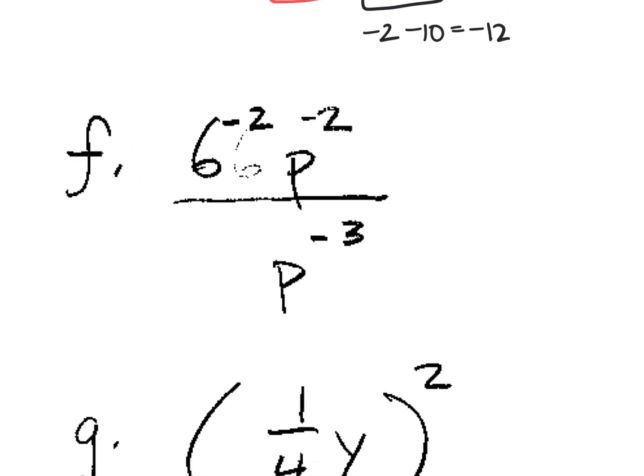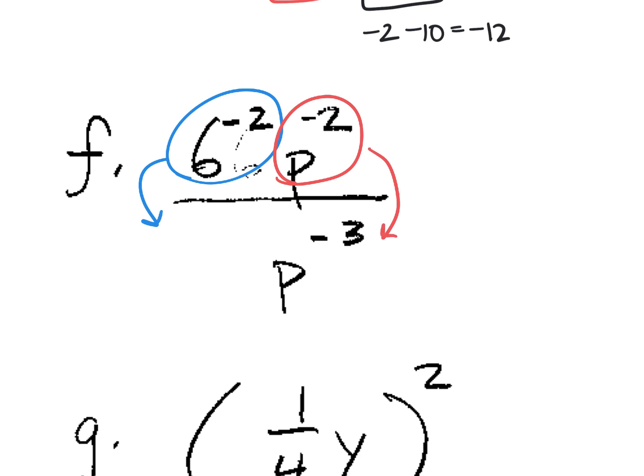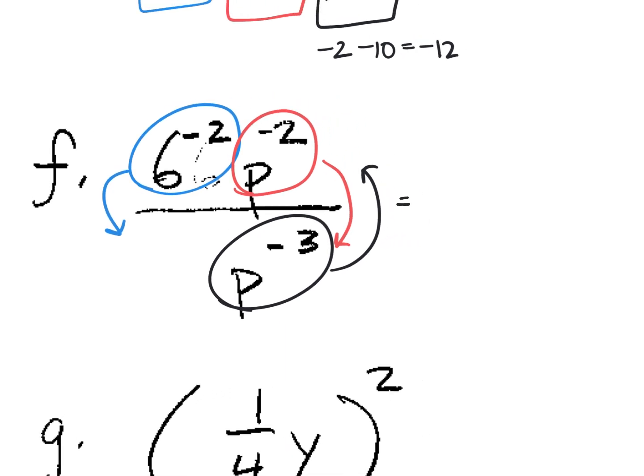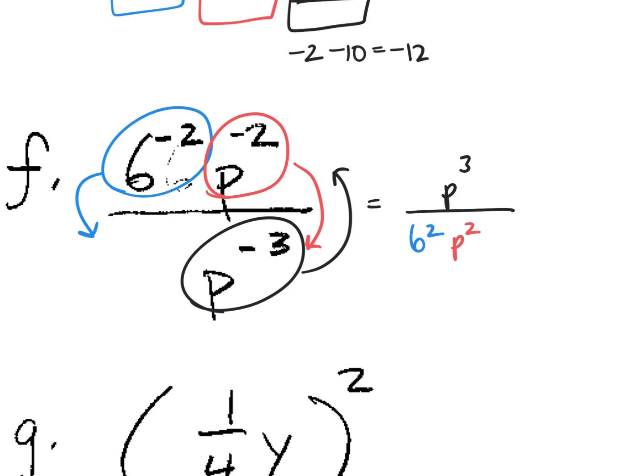Letter F. Got to get rid of our negatives here. So this has a negative exponent, so it's going to go down below. P to the negative 2nd has a negative exponent, so it's going to go down below. And then p to the negative 3rd has a negative exponent, so it's going to go to the top. So let's rewrite this here. P to the 3rd in the numerator, 6 squared p to the 2nd. But then I have 3 p's on top, 2 p's on bottom, so we're going to subtract that to give me 1 p, and then divide that by 36 for your final answer.